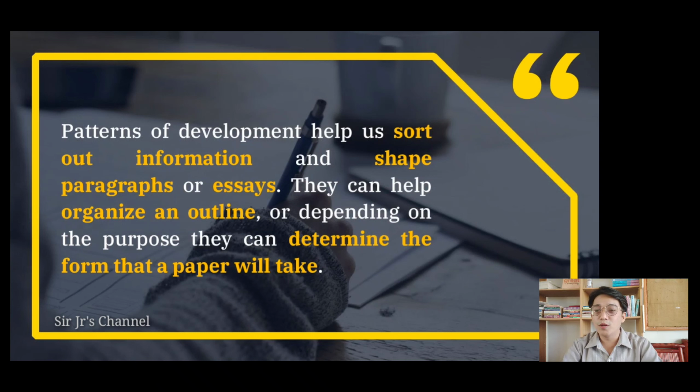Alright, so to start with, whenever we write, we are trying to convey a particular message. On how we're going to convey the message that we are trying to point out or that we are trying to deliver to our target audience or to our target readers. Now here comes patterns of development, which helps us sort out information and shape paragraphs or essays. They can help organize an outline, or depending on the purpose, they can determine the form that a paper will take. Meaning to say, these patterns of development will serve as our springboard, will serve as our blueprint in order for us to deliver the message that we would like to convey.